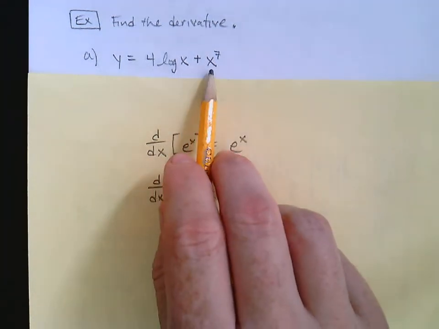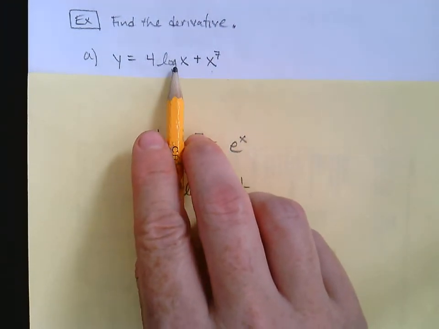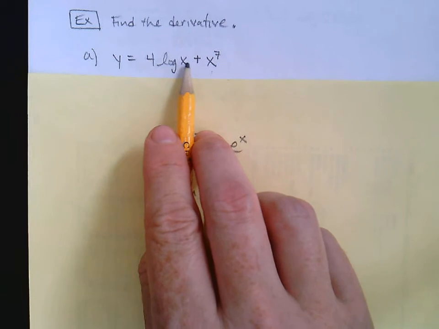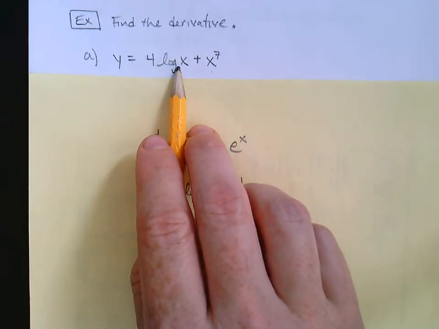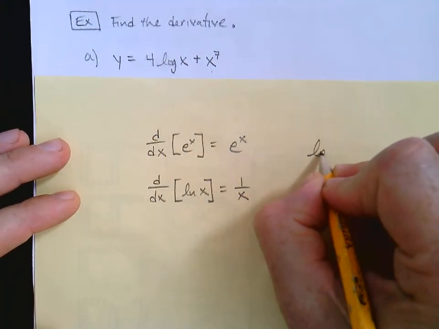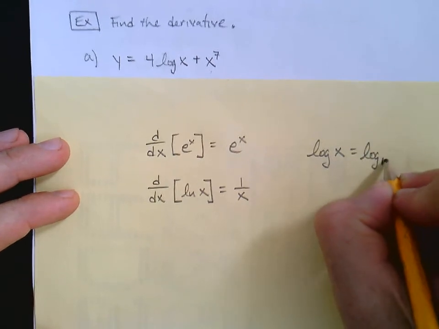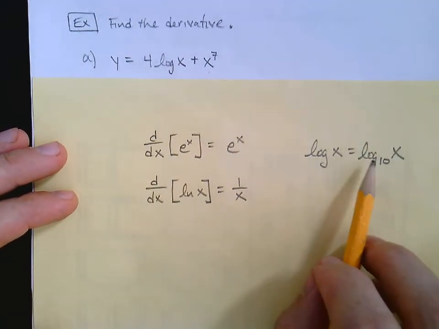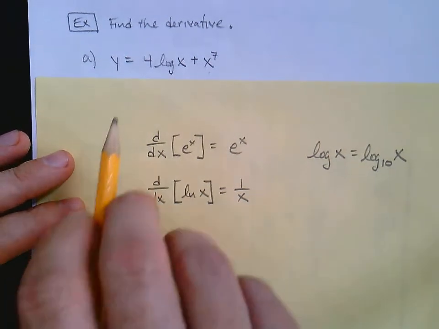Well, x to the 7th, I know how to do that. How about 4 log x? Now, when you look here, when it's just the log of x, I don't see a number. I don't see the base. Hey, if they don't write it, what is it implied to be? You may recall it's base 10. We call that the common log. If it's not written, it's assumed to be 10.